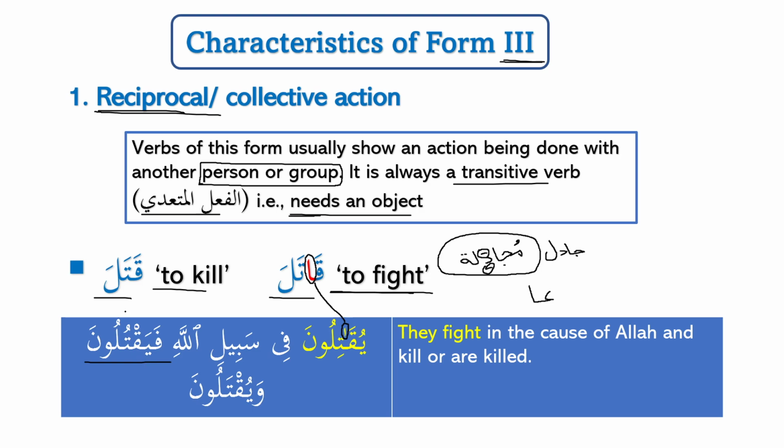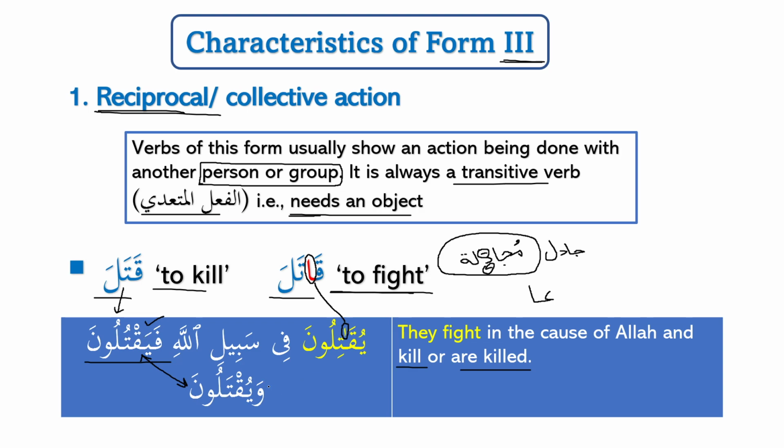Fayaqtuluna, yaqtuluna is from qatala yaqtulu, they kill. Wa yuqtalun, and they are killed. So what is the difference here? Yaqtuluna, wa yuqtaluna, what is the difference between these two? Yes, one has fatha and this has dhamma. Yaqtuluna, they kill. Yuqtalun, they are killed. So this is active and this is passive.